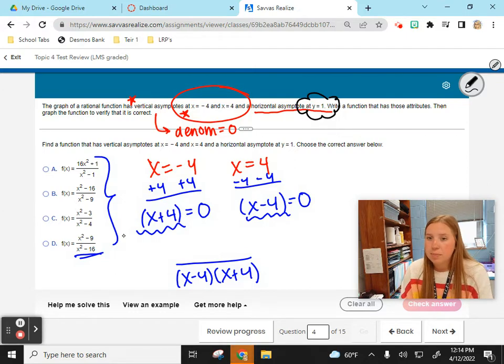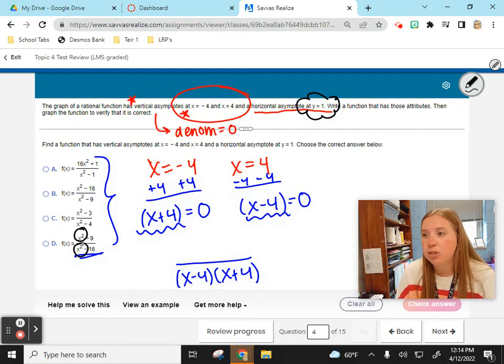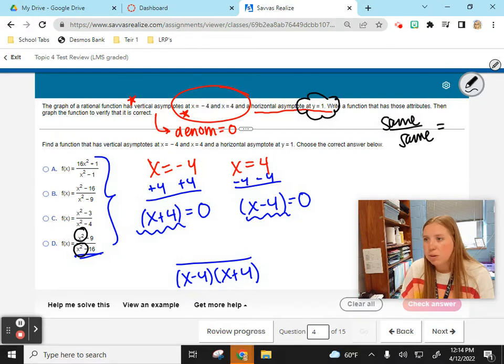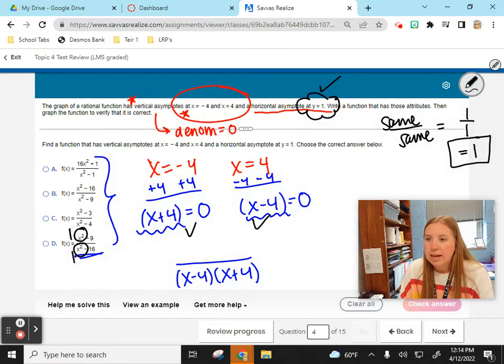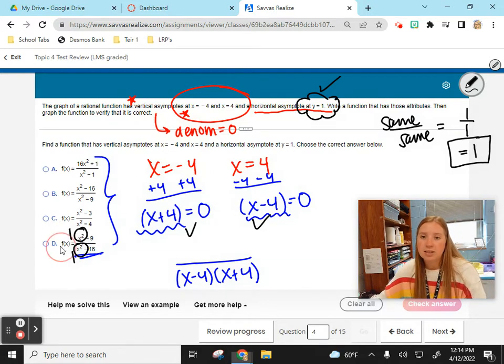These are the ones where we have to compare the degrees. This has a degree of 2, this has a degree of 2, so it's the same case of same over same that we saw in our last problem, which is the ratio of their leading coefficients, which would be 1 over 1, which just equals 1. So that checks out. These two check out. Therefore, my answer has to be D.